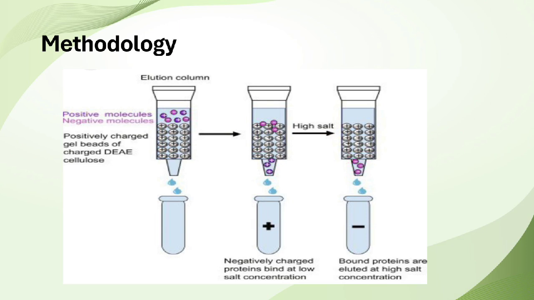Second is the low salt elution. Initially, the negatively charged protein remains bound to the beads. At low salt concentration, some weaker interactions may start to break, but the strongly bound proteins remain attached to the beads. High salt elution. A high salt solution is then added to the column. The high concentration of ions competes with the negatively charged protein for the binding sites on the positively charged beads. The competition displaces the negatively charged proteins from the beads, causing them to elute from the column.